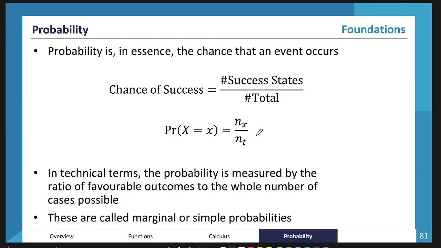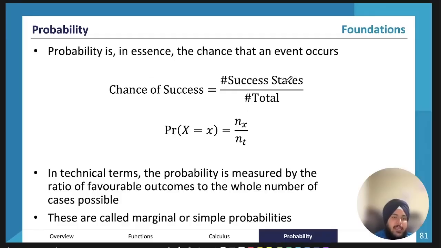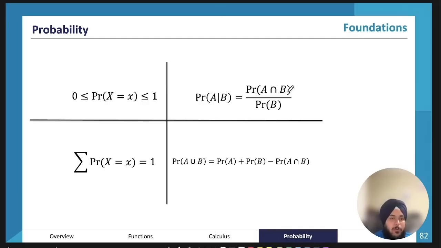Okay, let's quickly look at probability. Probability in essence is just the chance of success for a particular event. The way that we determine probability is just the number of successful outcomes over the total outcomes. Pretty straightforward. You should all be familiar with what probability is. Here are just some fundamental properties of probability. Obviously the probability of a particular event is going to be between 0 and 1, and the total probability is going to equal 1.